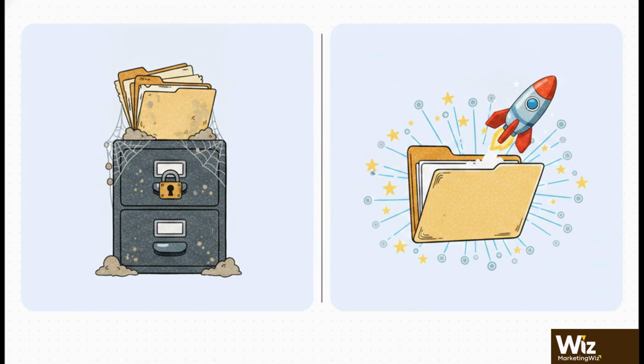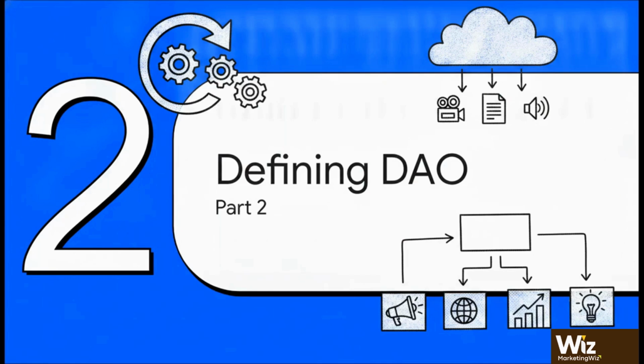Instead of hoarding these static files for internal use or where nobody ever sees them again, you can transform them into real digital assets. By making them public and tagging them properly, you turn dead files into a literal rocket ship for your brand that drives traffic 24/7. So let's move into part two and actually define digital asset optimization.